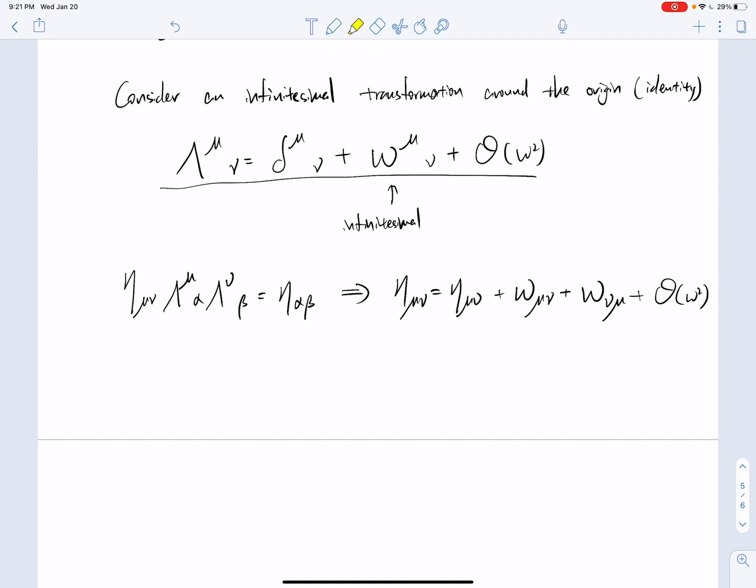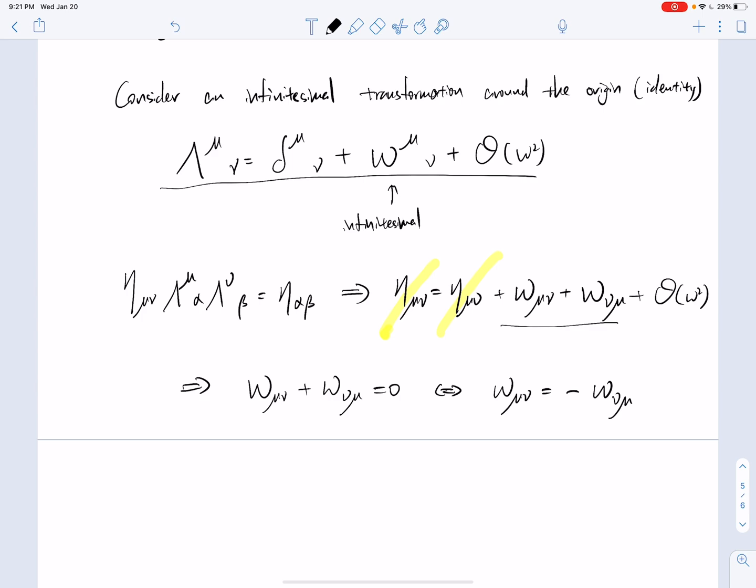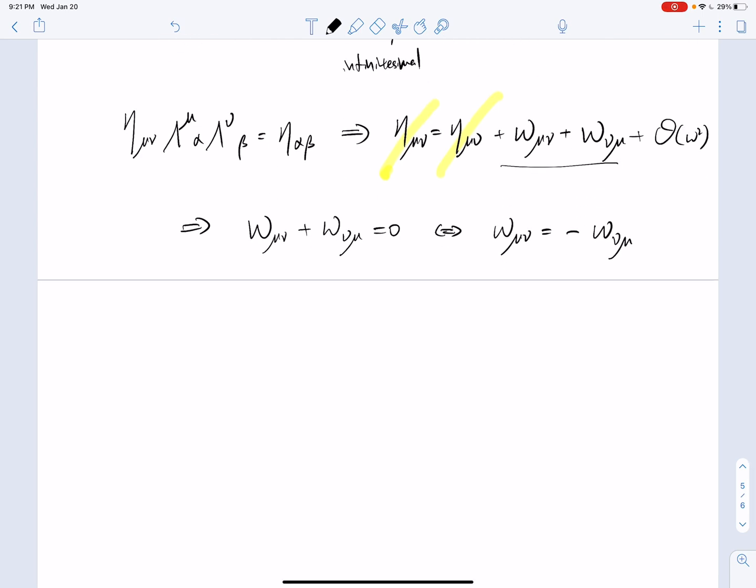Now we can cancel out these two terms. And to the first order of omega, we get omega mu nu plus omega nu mu is 0. In other words, omega is anti-symmetric. So now let's rewrite omega in this form because it's anti-symmetric.